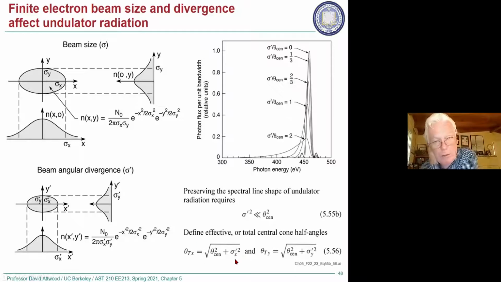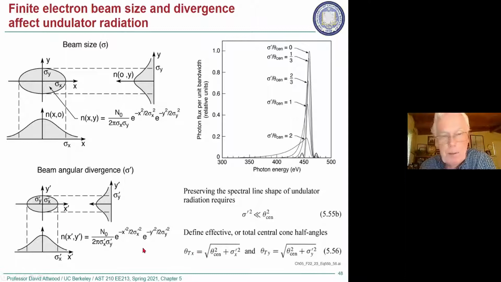There's a similar form, so we call that the total half angle. Central radiation was the half angle for the perfect case. Putting in some finite divergence of the electrons, we get a total angle. And this is going to come up in a moment. I'm going to tell you to ignore it in the end, but it's going to come up.